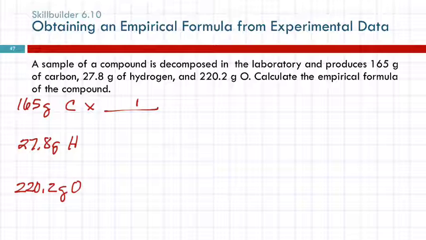So we want moles, we need to divide by grams, and so that tells us we need to find the molar mass of carbon. It's on the periodic table. 1 mole of carbon weighs 12.01 grams. So we do the math: 165 divided by 12.01.